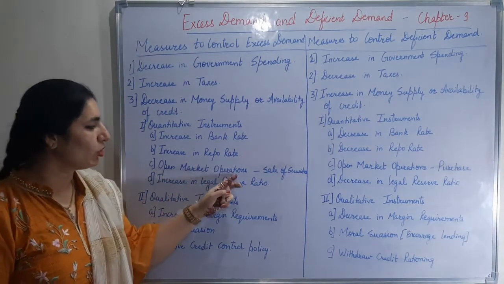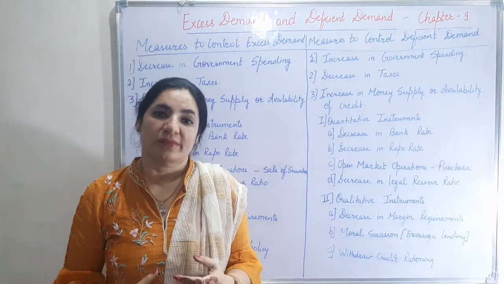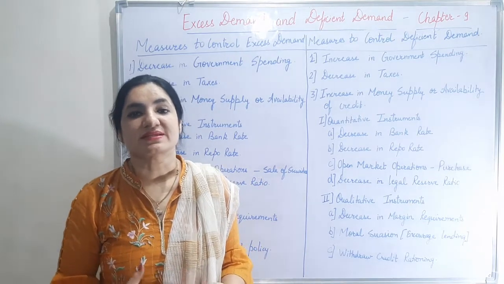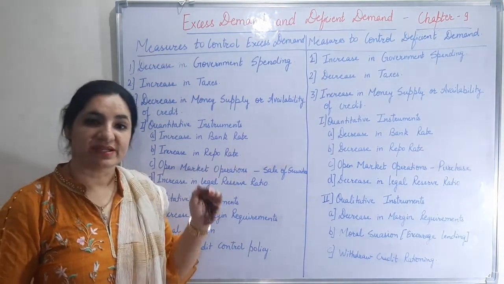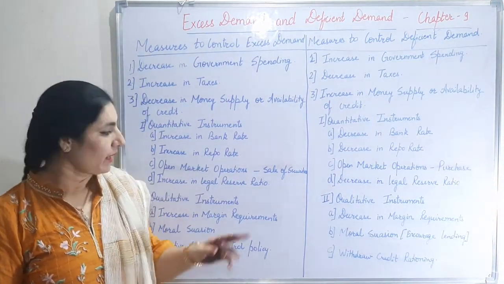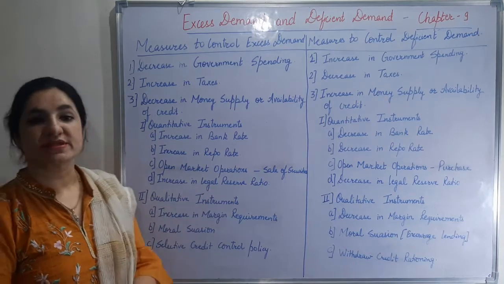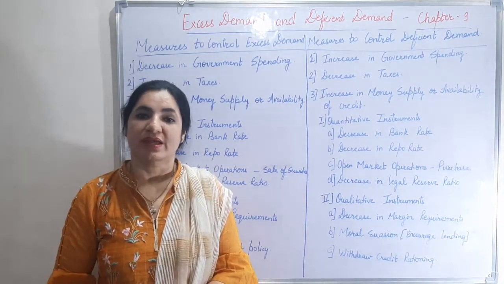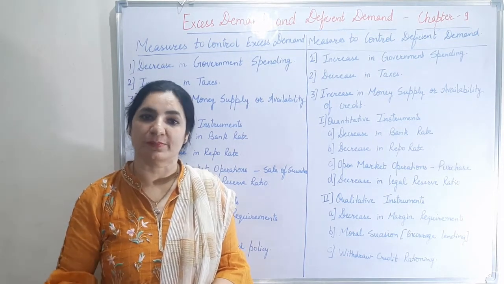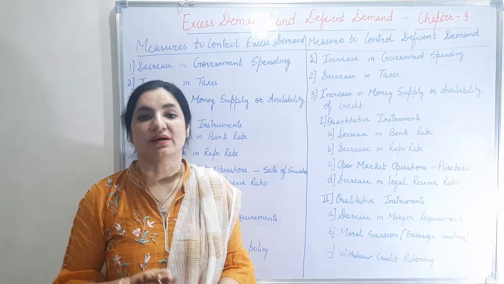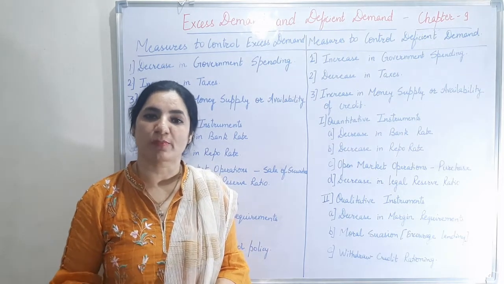Next is open market operation. Open market operation means RBI with the government decide to purchase and sell the securities. So when the securities will be sold, there will be discouraging of the lendings, and by this the aggregate demand can be controlled. Next is increase in legal reserve ratio. Legal reserve ratio has two parts, cash reserve ratio and statutory liquidity ratio. If the percentage of amount which is to be kept with commercial banks and the RBI from the deposits is increased, the percentage is to be kept from the deposits as reserves.